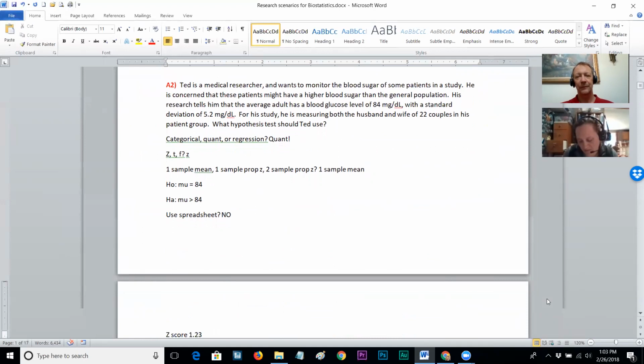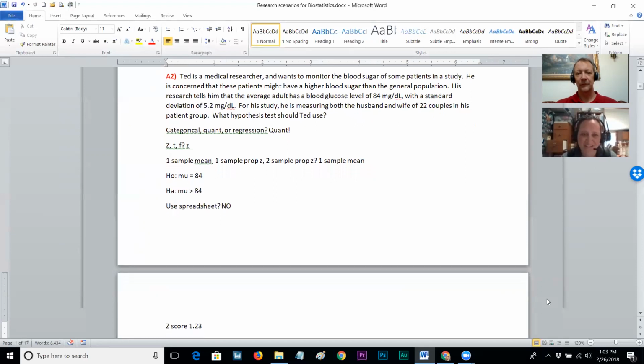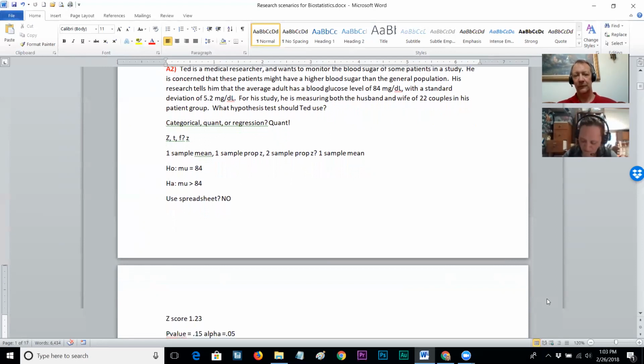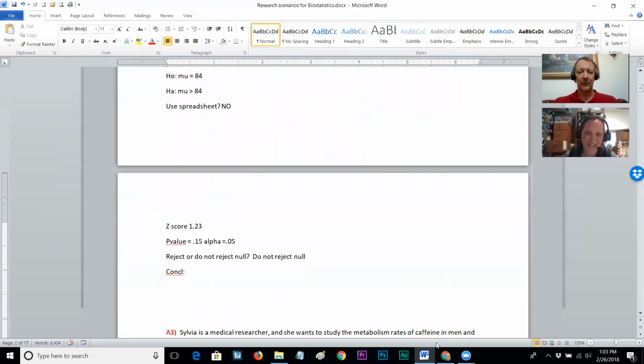Could you see? I have insufficient evidence that the average adult blood glucose is greater than 84. Very good. You're doing awesome. Is that right?